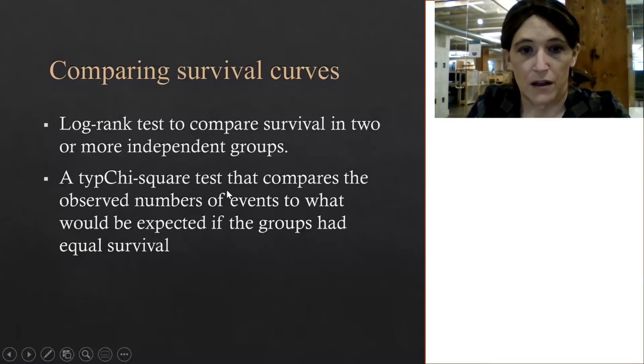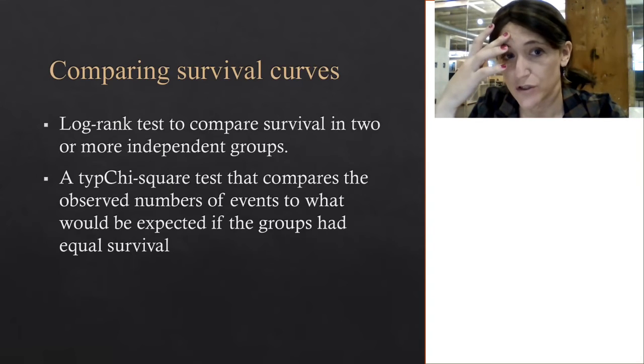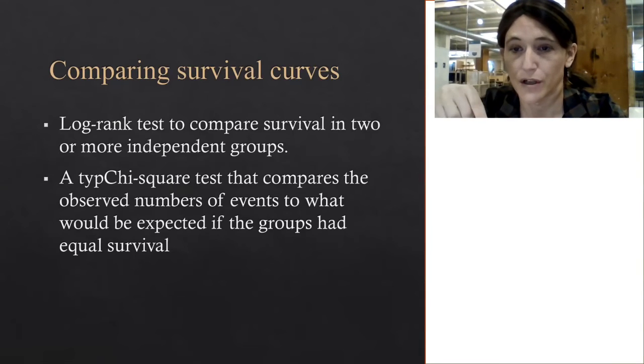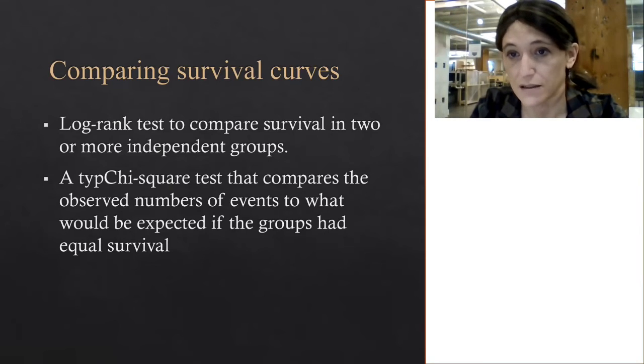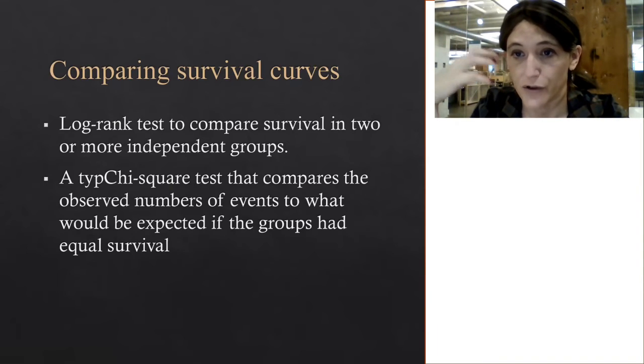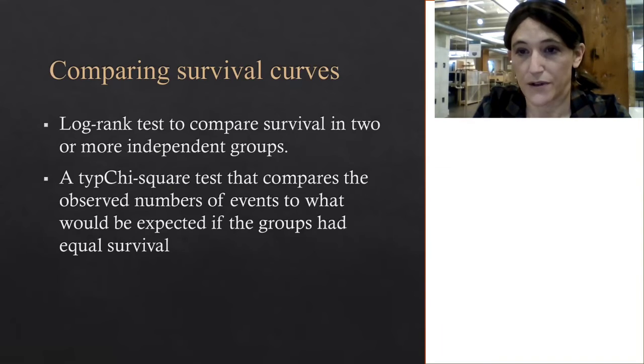And if we have a lot more time points, a graph is certainly going to be easier to look at as well. So we can use what's called a log rank test to compare the survival in 2 or more independent groups. So if we have 2 survival curves and we want to say, are these statistically significantly different? We can use a log rank test, and that would be our crude test of whether or not there's an association between, let's say, treatment and survival. It's a type of chi-square test that compares the observed number of events to what would be expected if the groups had equal survival. So it actually is a non-parametric test, very similar to a traditional chi-square test in terms of how it's calculated and how it's thought about.